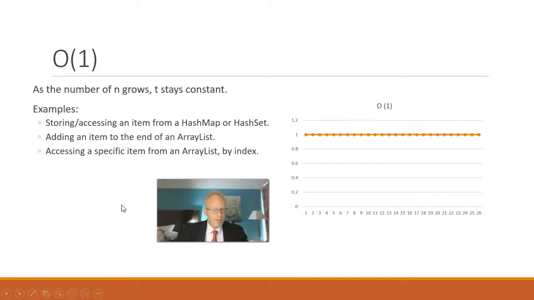This, as I said, no matter how many n we have, it is constant time to process. Examples of O(1) are storing an item into a hash map or a hash set, or retrieving an item from a hash map or a hash set. And the reason is, with a hash map or a hash set, we are storing an item not in the order in which it was added, but we're doing a computation based on an inherent state of that object.